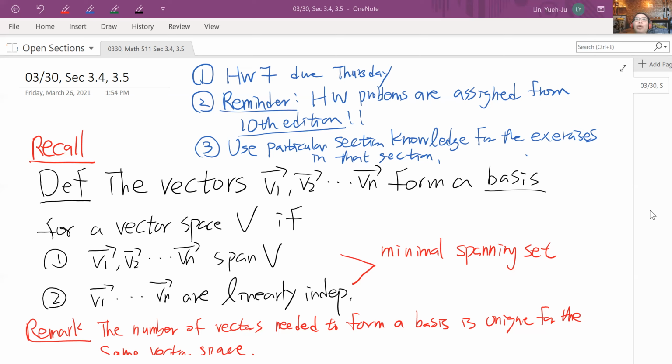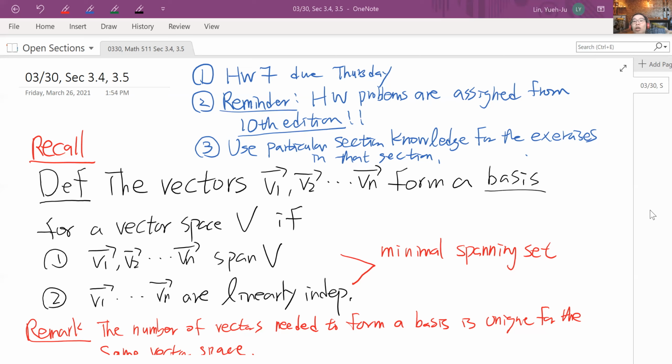Okay, so if you insist on using the old edition, that's your call, but you need to take the responsibility to go ask your friends or classmates to update the homework exercise. As I said, some of the problems in the 9th edition will be different from the 10th edition, like this time.